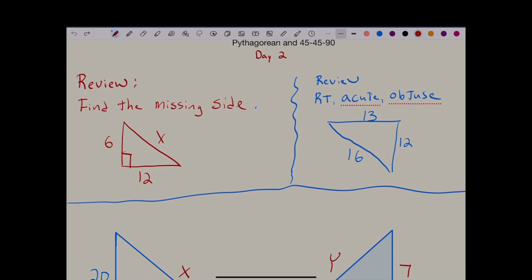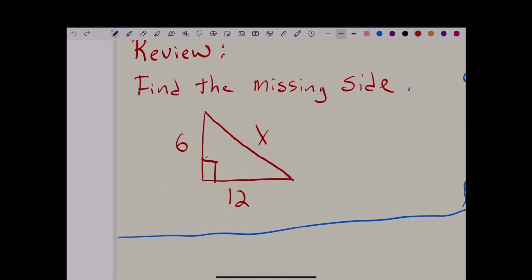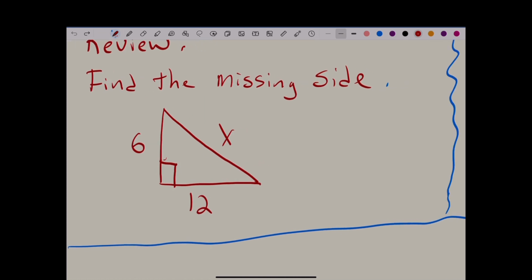All right, let's take a look at them. So the first one, zoom it in so you can see a little bit better. Find the missing side. It tells you that it's a right triangle, so we can use the Pythagorean theorem: a squared plus b squared equals c squared. Say a is 6, so 6 squared. B is 12, 12 squared. Our hypotenuse is x, so I'm going to replace it with x squared.